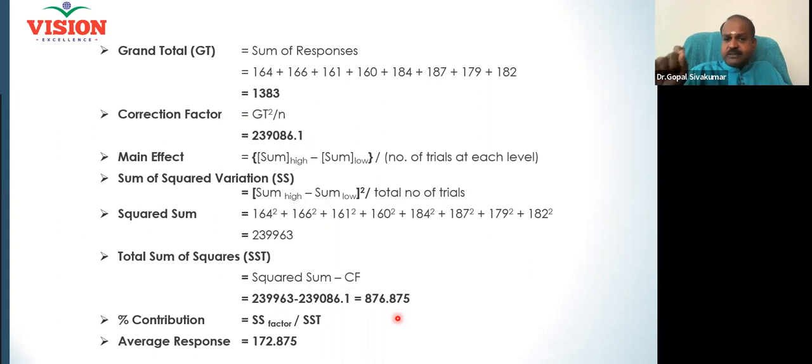Very, very important measure in ANOVA. In ANOVA, you can see this total sum of squares. And now percentage contribution is sum of squares of the factor divided by total sum of squares. And this you will come to know automatically. An average response. You have 8 responses. Average means total by 8. 1383 by 8 will give you 172.875.